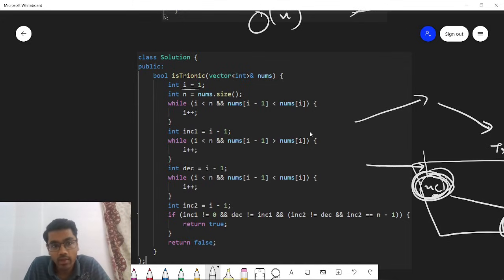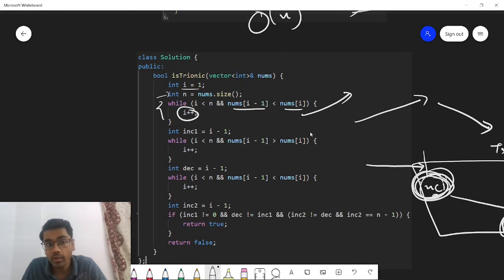So I am initializing my i to 1 and n is the nums size. So we will continue our iteration until i is less than n and nums of i minus 1 is less than nums of i. That means we are checking for the strictly increasing part. So we are doing i plus plus. Now till what index we will get the strictly increasing part? Obviously i is the index till where we find that now it is not increasing. So obviously i minus 1 would be the index till which we will get the strictly increasing part.